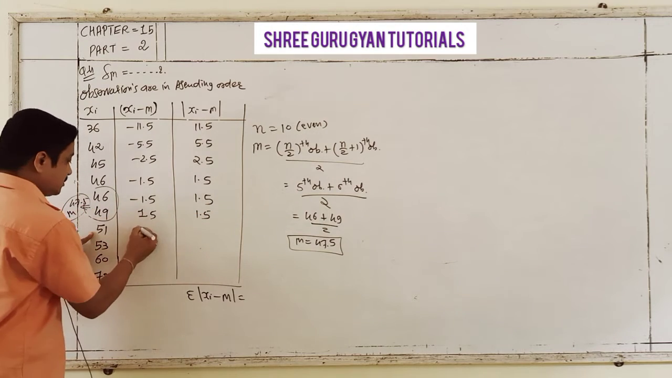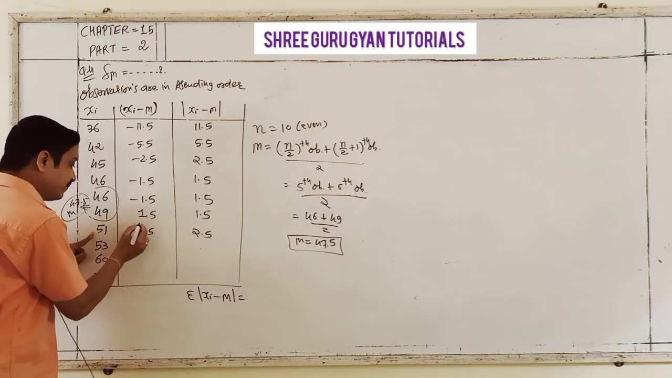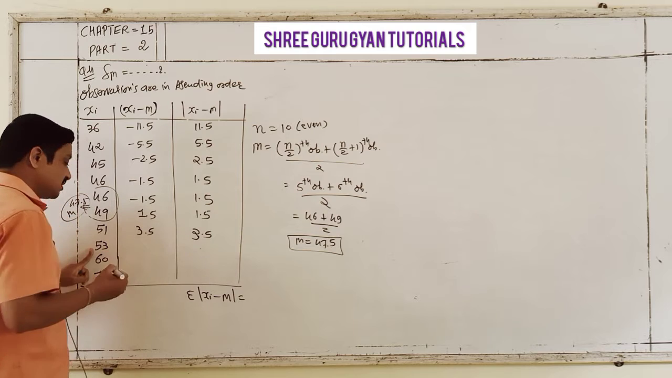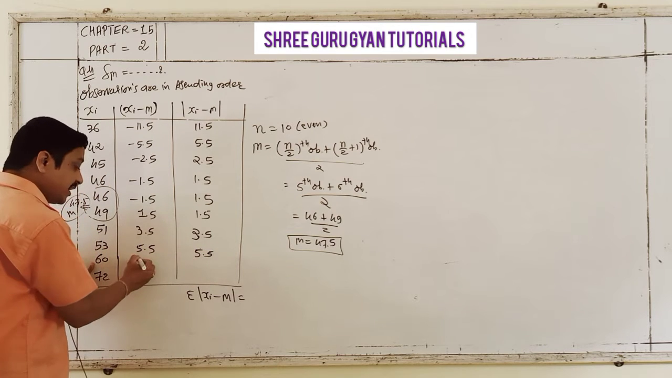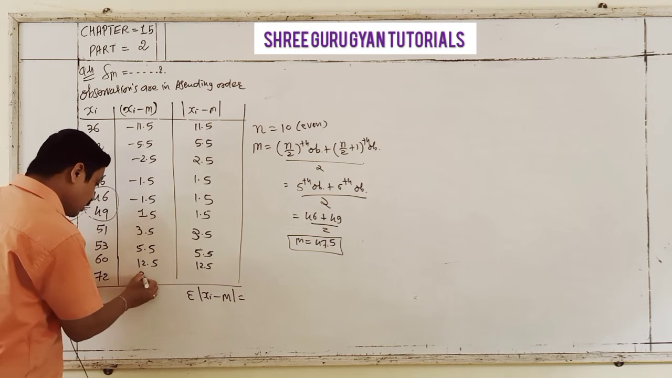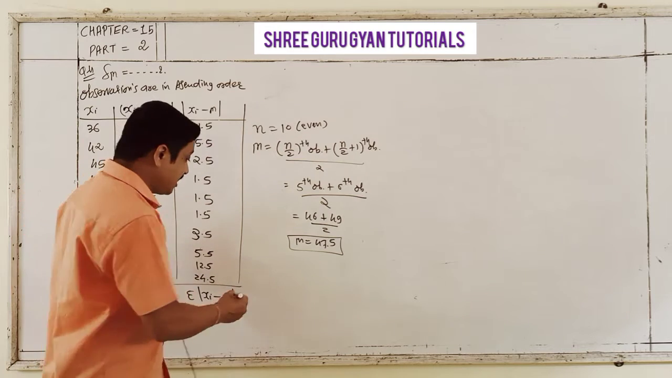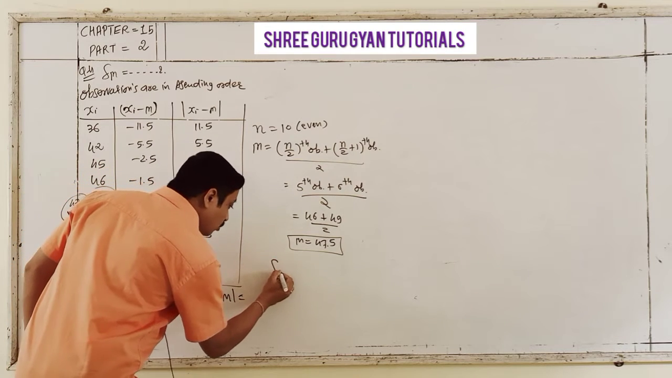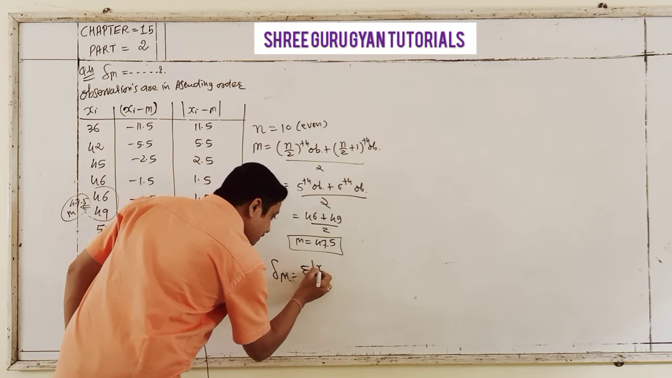Now here 2 added, students. So 2.5, 2 added, sorry, 3.5. Next again 2 added, 5.5. Here 7 added, 12.5. And last 12 added, 24.5. And that, students, you totally add them and apply in this formula: del m is your answer, sigma |xi minus m| upon n.